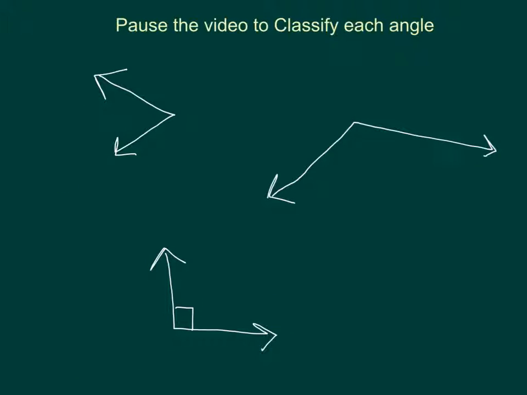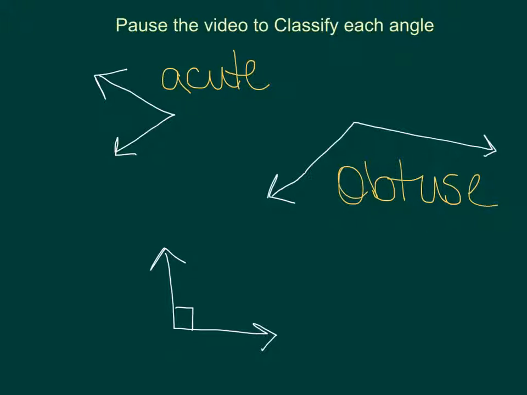Pause the video to classify each angle. The first angle would be an acute angle because it is less than 90 degrees. The second would be obtuse because it is greater than 90 degrees. And the third would be a right angle because it is 90 degrees.